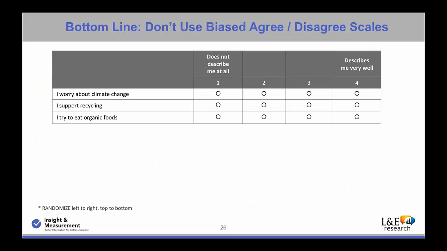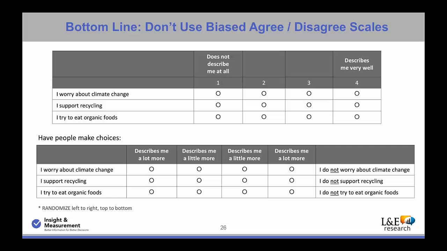So bottom line, and here's a great example, pretend we're doing a screener and we want people who care about climate change, recycling, eat organic foods, whatever. One of the options is how well does the statement describe you? And then the other is to have people make choices. Look at the bottom right there. I worry about climate change versus I do not worry about climate change. I support recycling. I do not support recycling. Same thing about organic foods. I try to eat organic foods. I do not try. Which one describes you better?